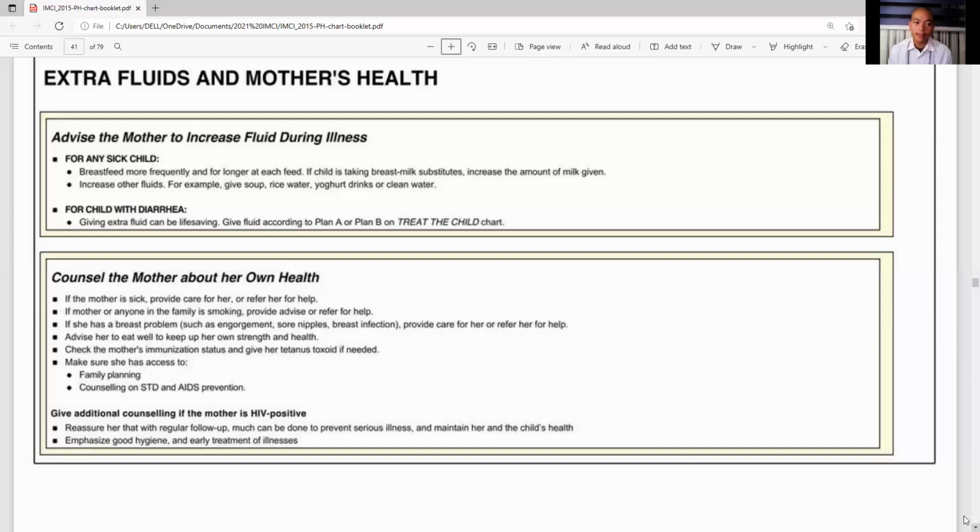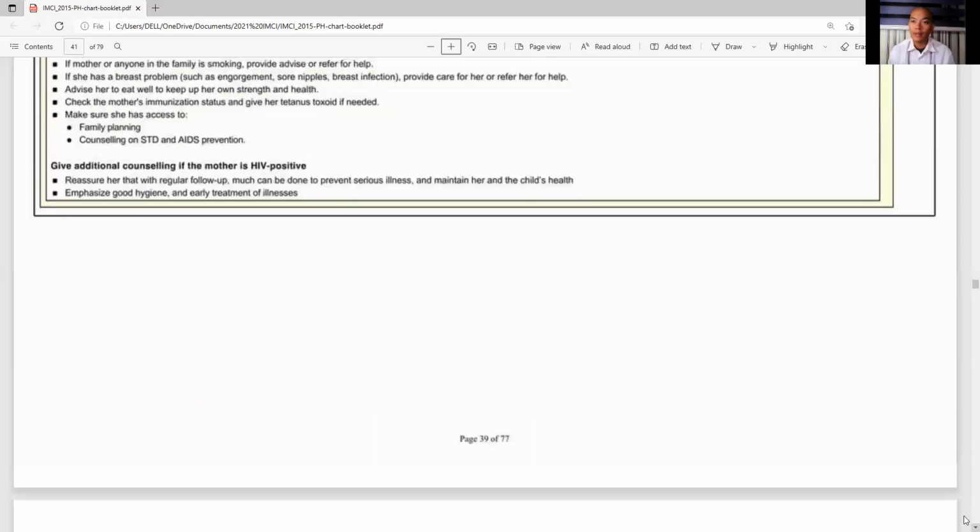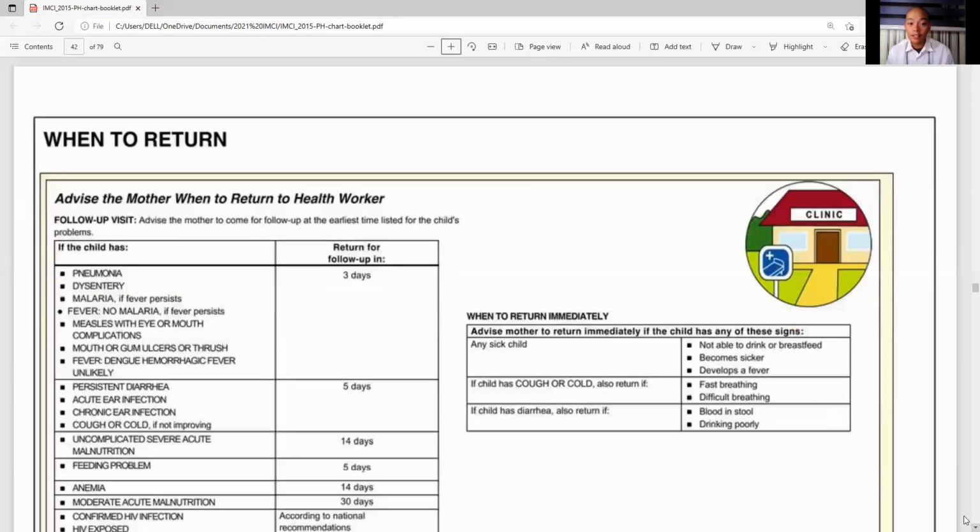Advise her to eat well, to keep up with her own strength and health. Check the mother's immunization status. PT, if needed, make sure she has access to family planning, counseling on STD and AIDS prevention. Give additional counseling if mother is HIV positive. Okay, so mother-to-mother concepts. Okay, so ito shortcut to.